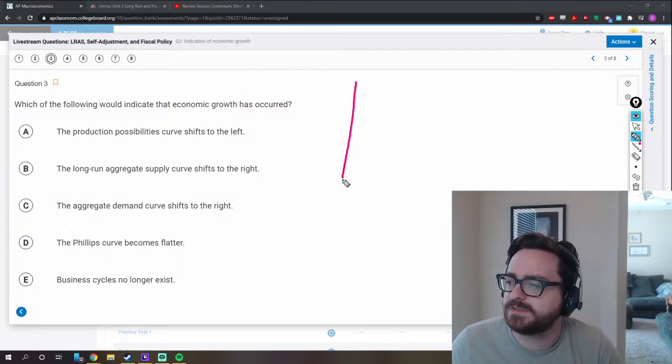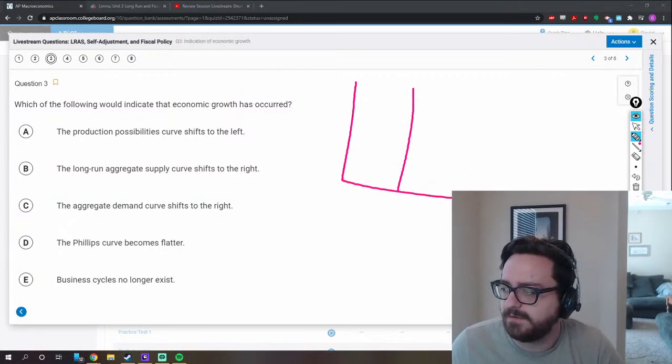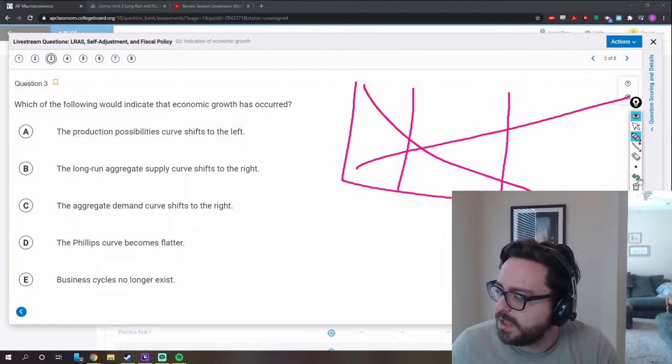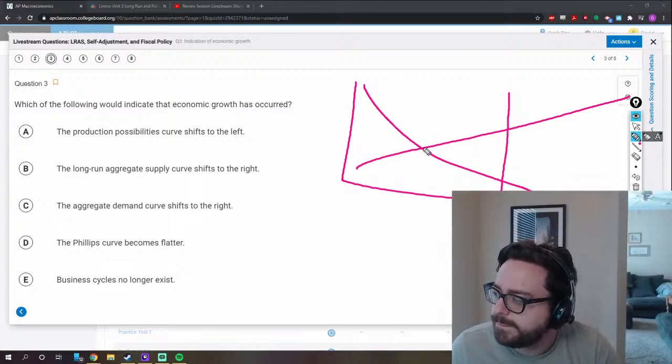So that wouldn't just move LRAS to the right. Let me make it real big so we can make it easier to understand. Oh, I made that so terrible. Let me erase that line and draw that through there.